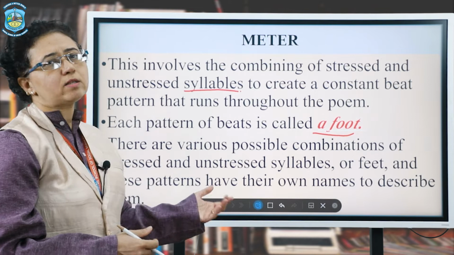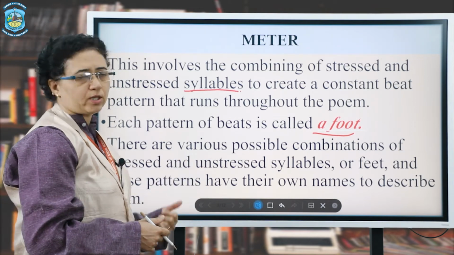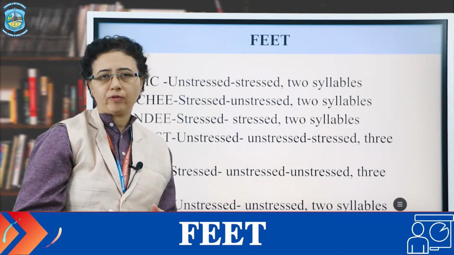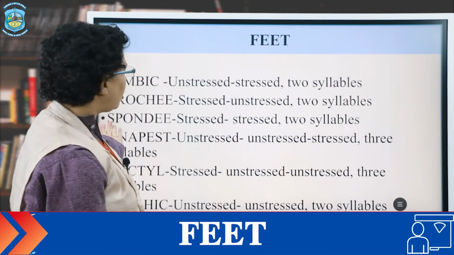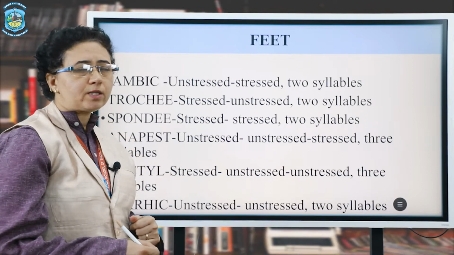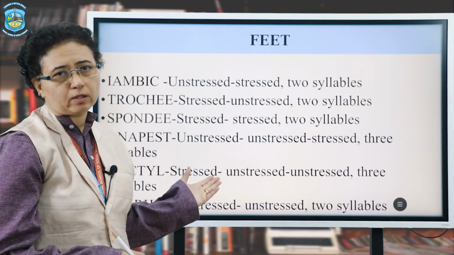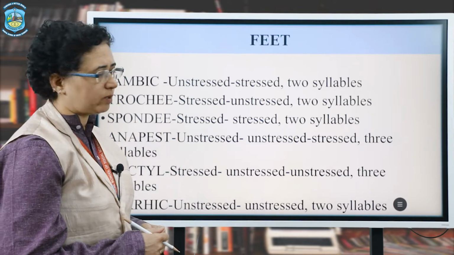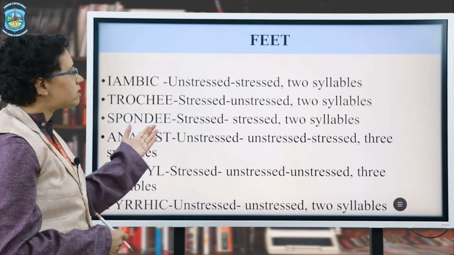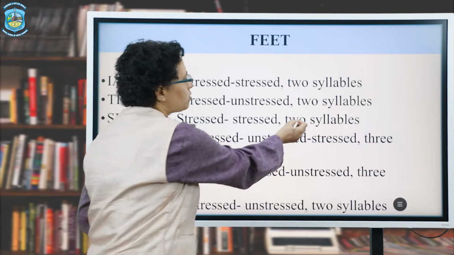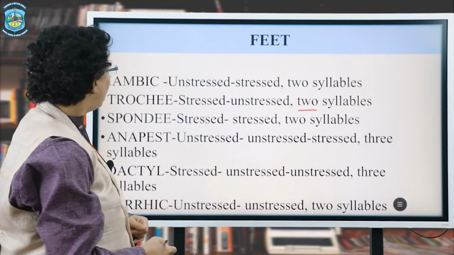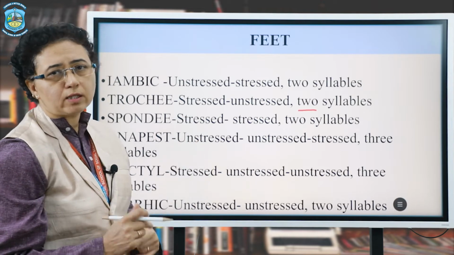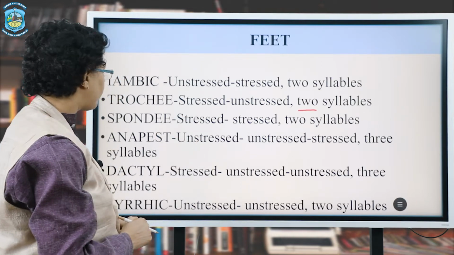And also there are various names given to these combinations. I was speaking about the combinations of foot or many feet that were available. There are various names, as I said, of the various combinations. As you can see, iambic, that means unstressed, stressed, a 2-syllable combination. Then trochee, that is stressed and unstressed, again a 2-syllable combination. Then we have spondee, that is stressed, stressed, and it is again a 2-syllable combination.